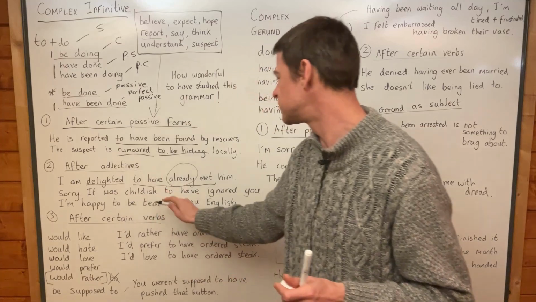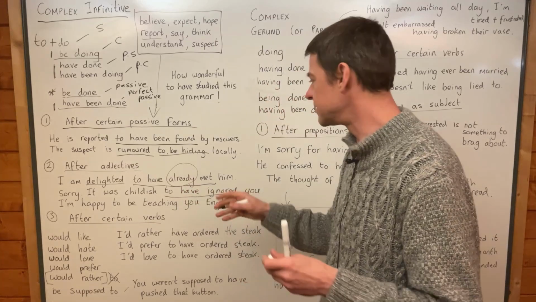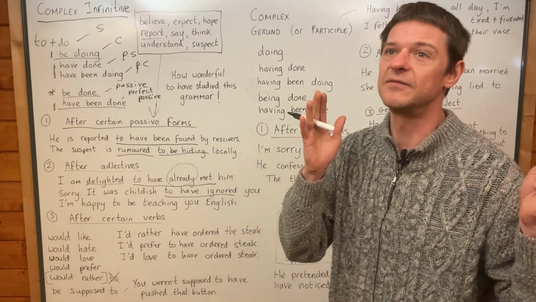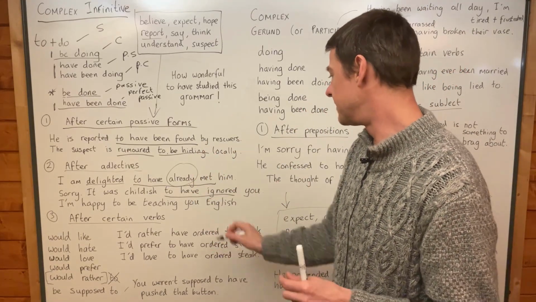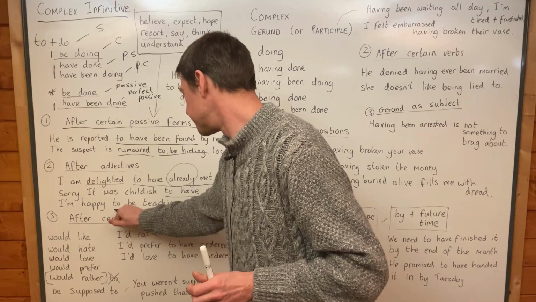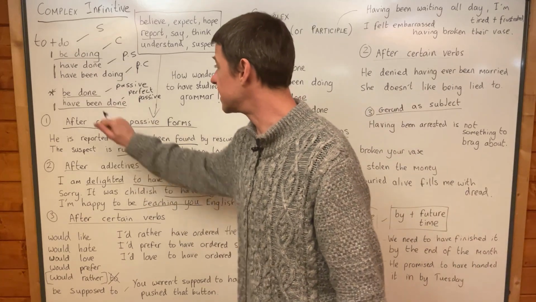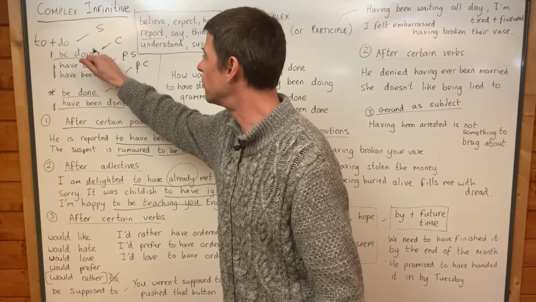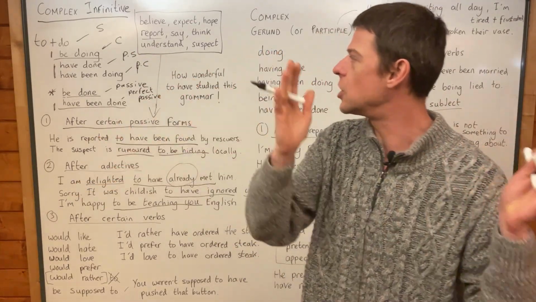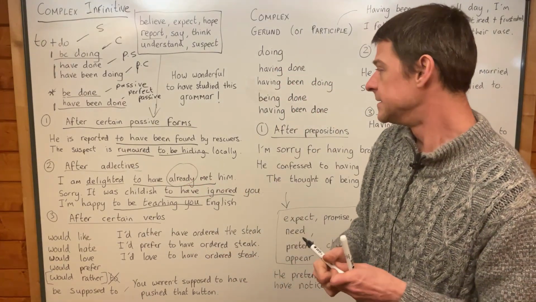Here's another example. It was childish to have ignored you. Notice that when you use to have ignored, it sounds like you're going back earlier than the time that it was childish. It sounds like something which has already been done, and so this is the perfect form. And we could use the continuous form if we mean now. I am happy right now to be teaching you English. To be teaching, this is the continuous form. So it doesn't have to be one of the perfect forms, but the perfect forms make it sound like an earlier complete action. And you very often see them with these signal words as well.